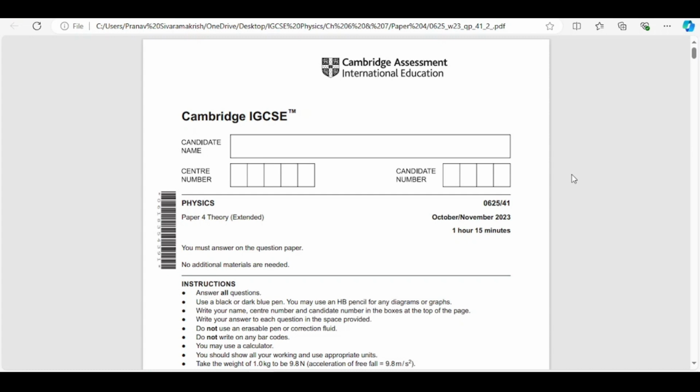And this is what we'll be doing in this video. In particular, we'll be looking at questions from paper 4, which is a theory paper, and from chapters 6 and 7, which are around energy stores and transfers, as well as energy sources of the CAIE curriculum. I have just clubbed them together because they fall under the general umbrella of energy.